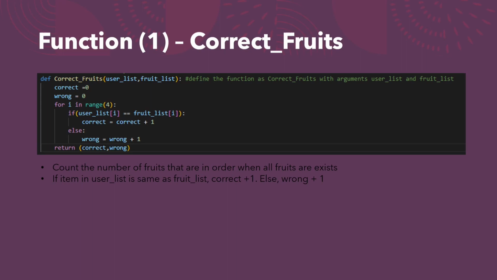Okay, so here we'll be looking at the functions in our program, starting with the function correct fruits. This function counts the number of fruits that are in order when all fruits exist. The function correct fruits takes the arguments user list and fruit list. In this function, if the item in the user list is the same as in the fruit list, correct will plus 1, else the wrong will plus 1.